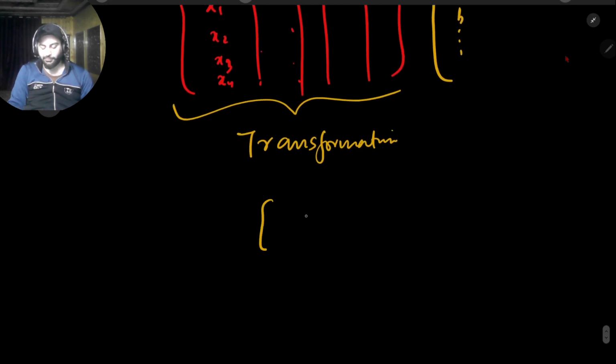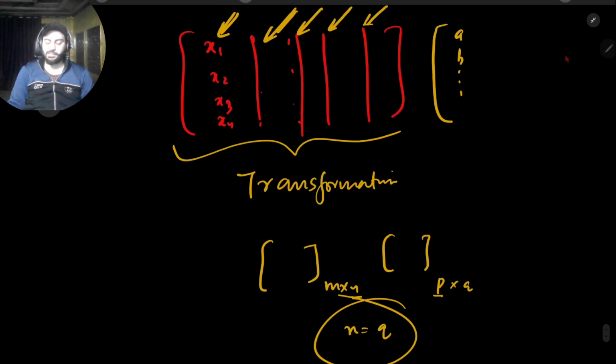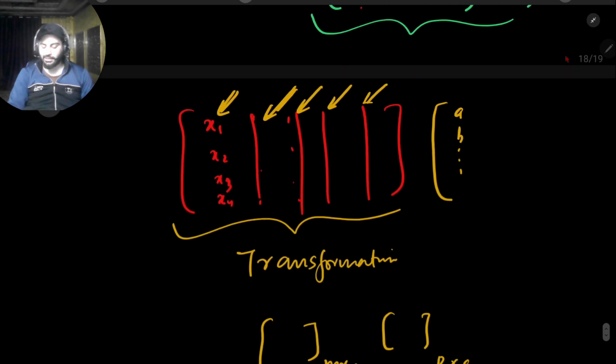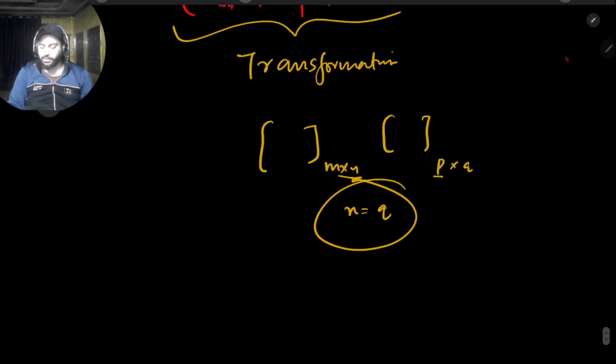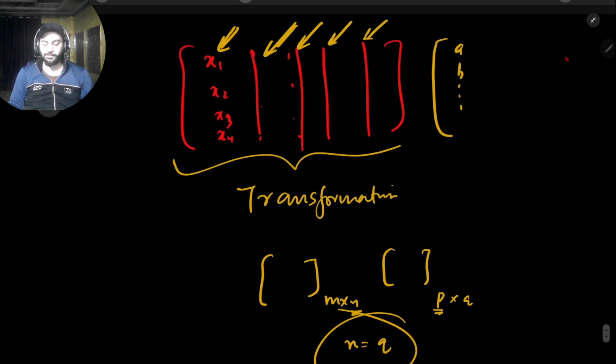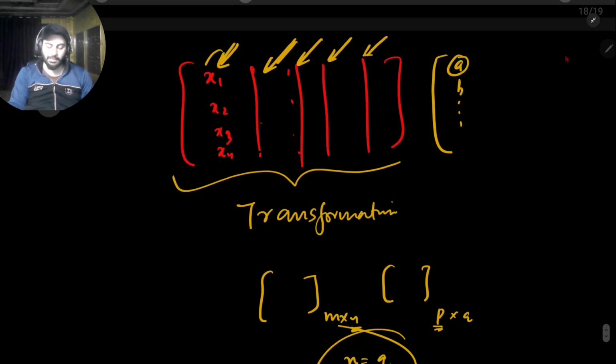you know that if we have a matrix M cross N and we have a matrix P cross Q, this is the other matrix. So now these N and Q should be equal. Then only we can multiply these matrices. If you understood this point, then now you know the reason why these two should be equal. Otherwise we cannot multiply. Basically we are taking this A multiplied with one column.